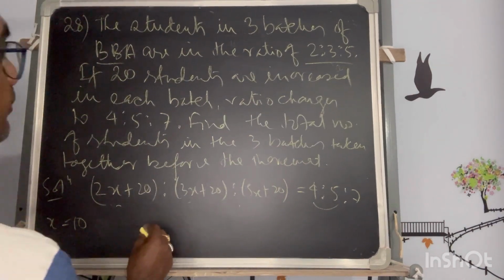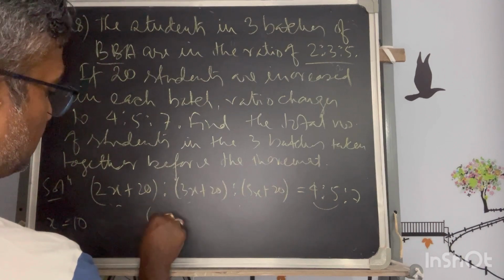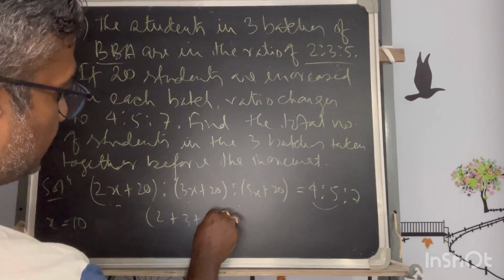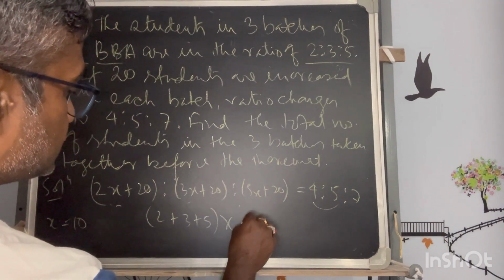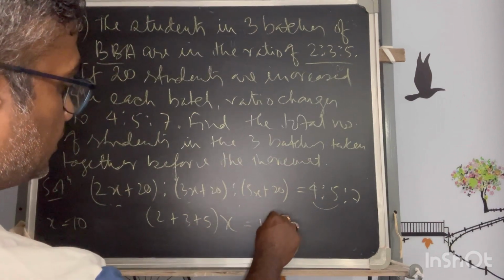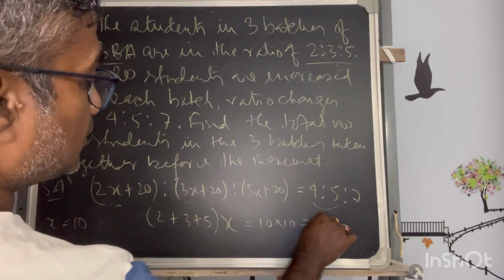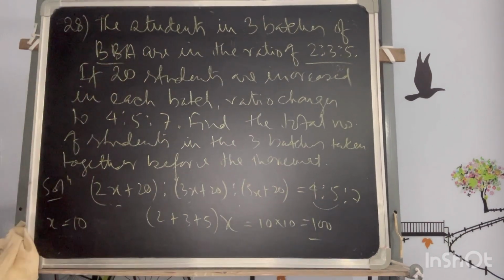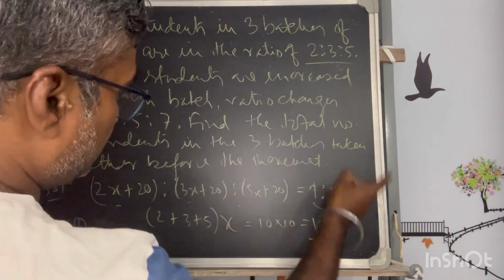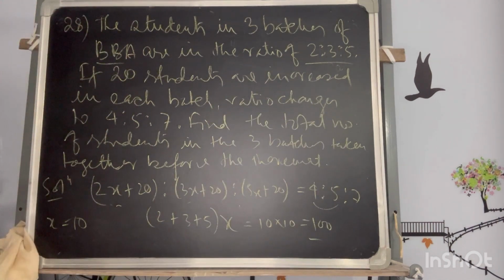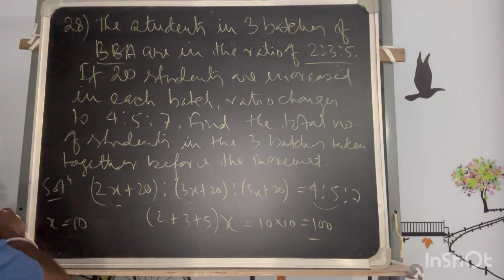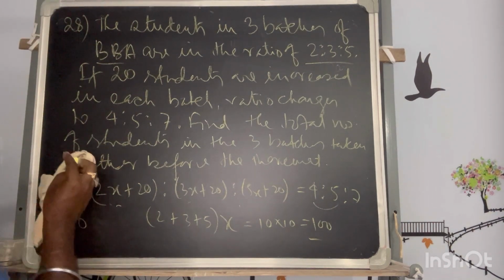Once you get the value of x, the total number is 2 plus 3 plus 5, into x. So 10 into 10. Your number of students before the increment, including all three batches, is 100. Okay, so this is problem 28.